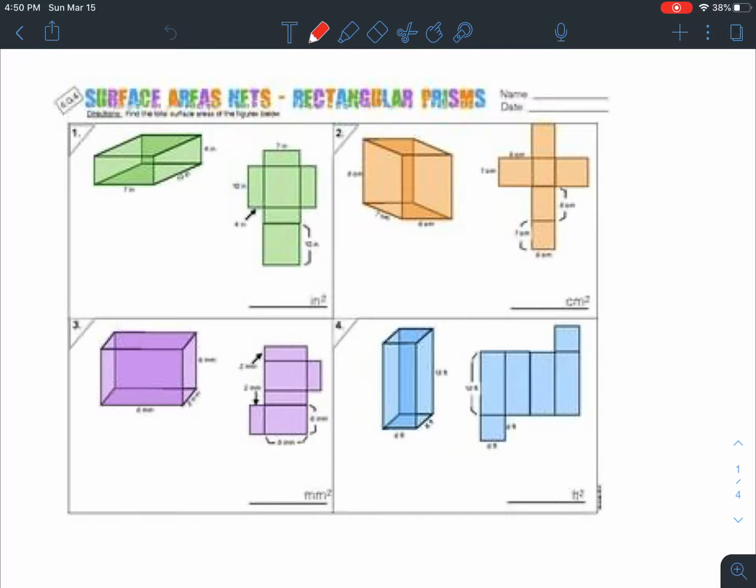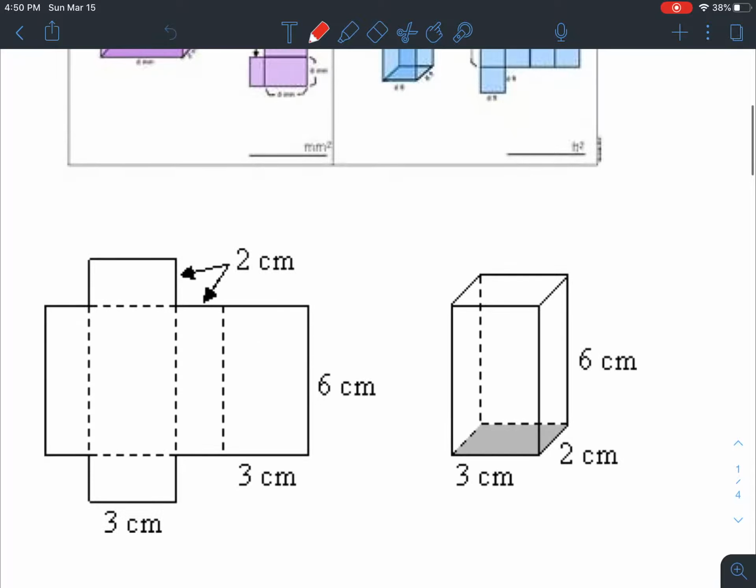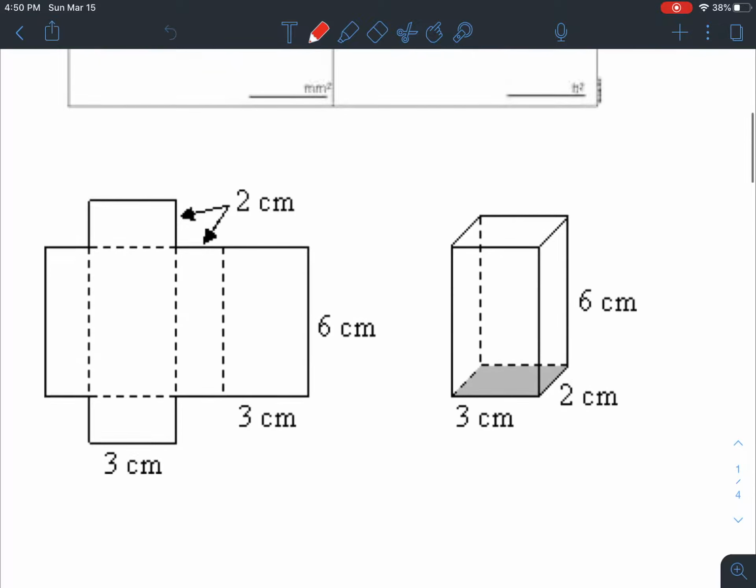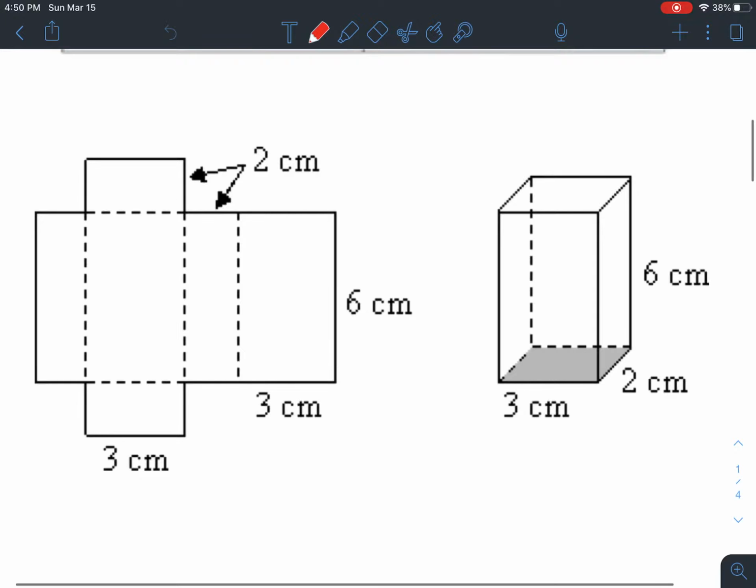different types of nets that we could draw for rectangular prisms, but we are going to focus on ones like this. So we're going to just draw all of our nets the same. So we have 4 throughout the middle, and then 1 on the top, 1 on the bottom here. So it kind of looks like a T sideways.